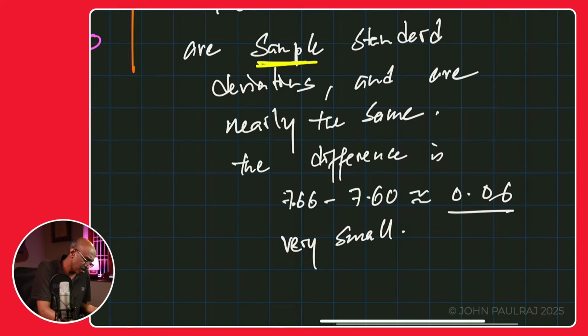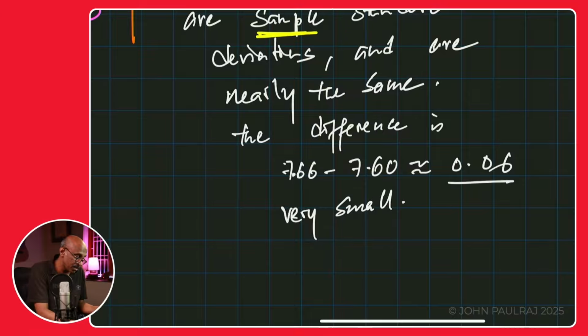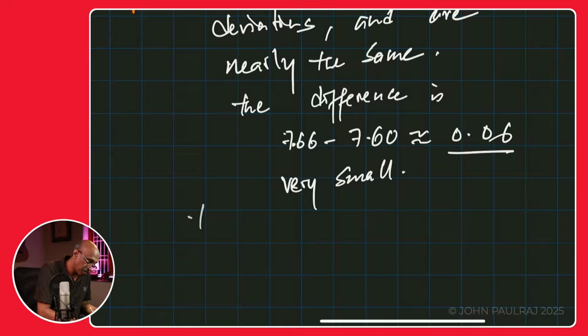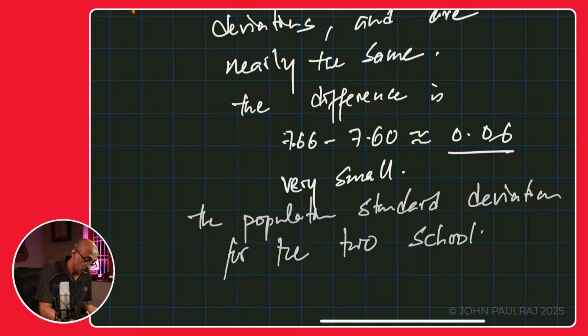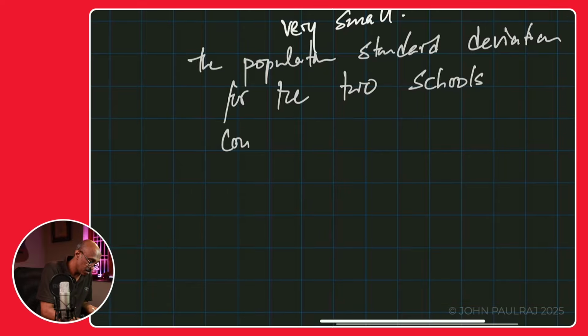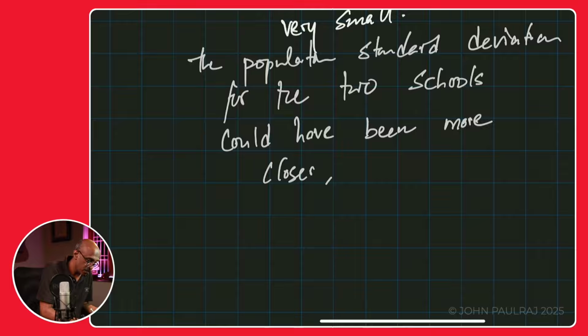Okay, so I'll write that thing down. The difference between the sample standard deviations is so small, right? So you could say that the population standard deviation for the two schools could be, or might, could have been, more closer, if not equal. Okay, this is good enough.